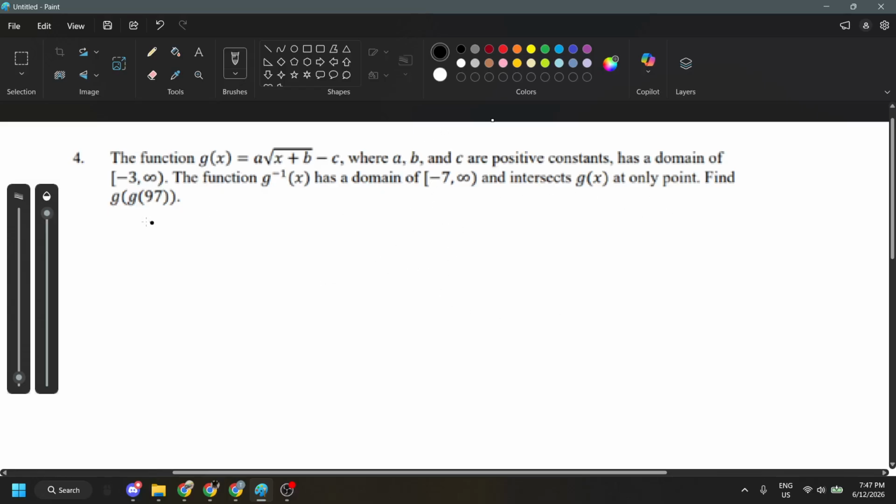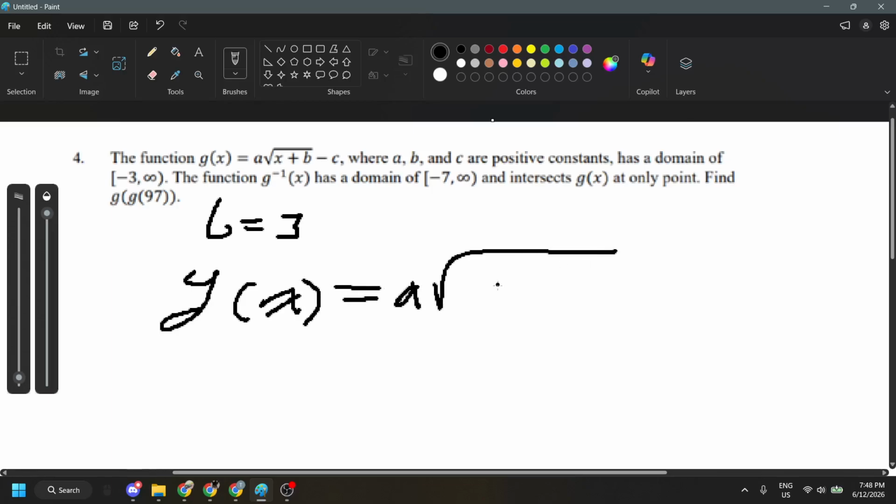So first off, it has a domain of −3 to infinity. So that means x + b, when x is −3, is equal to 0. So −3 + b is equal to 0, so b is equal to 3. Okay, so g(x) is equal to a√(x + 3) − c.